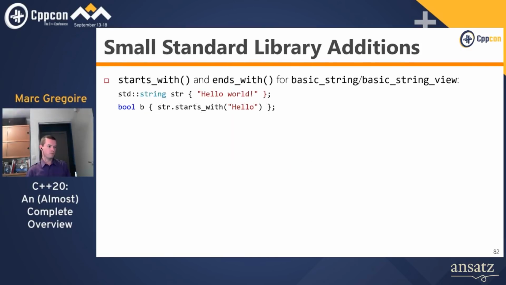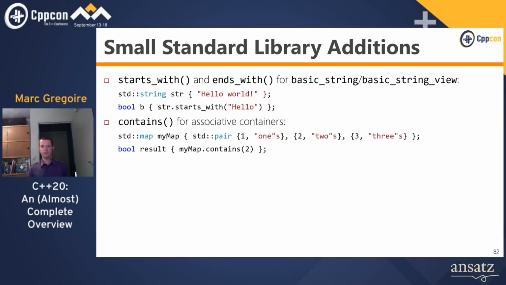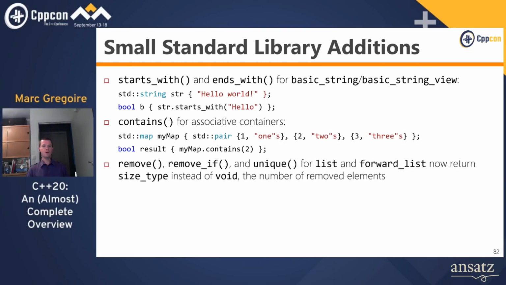And then there are a couple of smaller additions to existing functionality. So a string and a basic_string and a string_view now support starts_with and ends_with. We finally have a contains method for associative containers. So before you always had to use either the find method or the count method to figure out if a certain key is in an associative container. Now you can just use contains. remove_if and unique for list and forward_list now return the number of elements that they removed, and before they didn't return anything. But since this is just a change in the return type, this is not a breaking change.